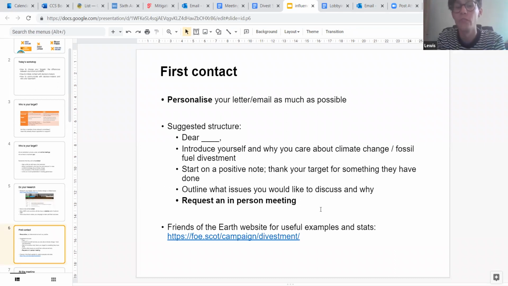So that might involve requesting an in-person meeting in order to discuss it further. Or if you think there's someone that can be easily convinced, you might want to just ask if they want to do something like sign the Divest Scotland pledge. But make sure that whatever the ask is very clear and doesn't get lost within the body of the email.